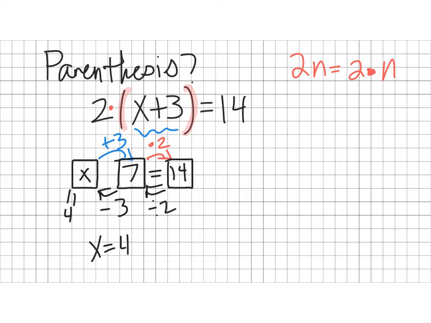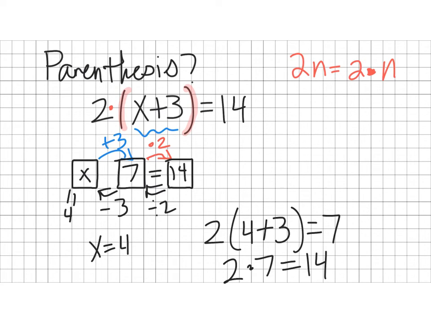That should make sense, because if we take 4 plus 3, that gives us 7. And then 7 times 2 gives us 14. So it worked.